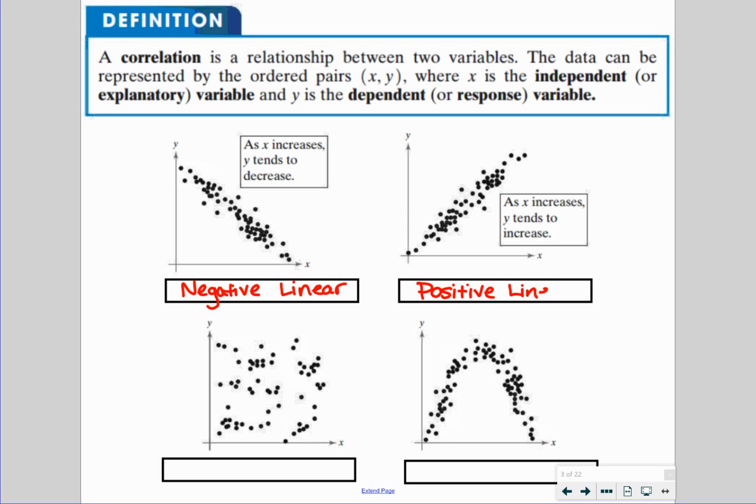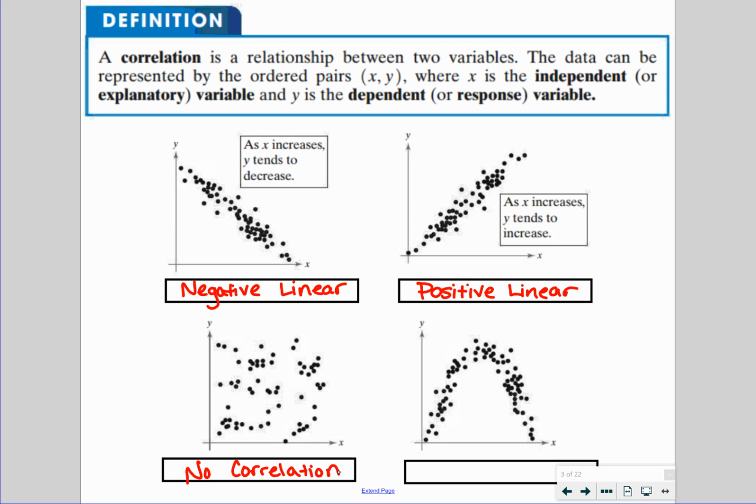Okay. Bottom left, could a line represent the general trend in that data? Is there a trend in the data? Not really, it's all over the place. So we say there is no correlation between those two variables, whatever x and y stand for.